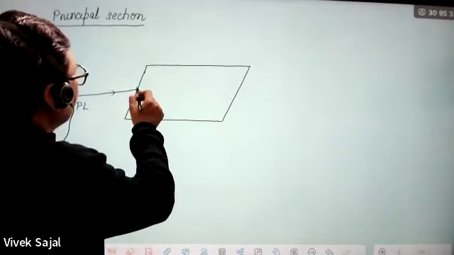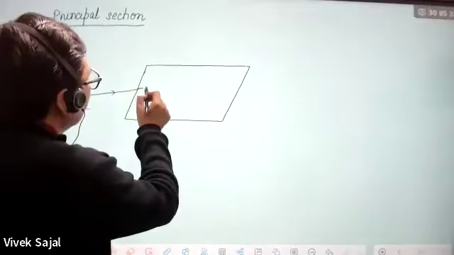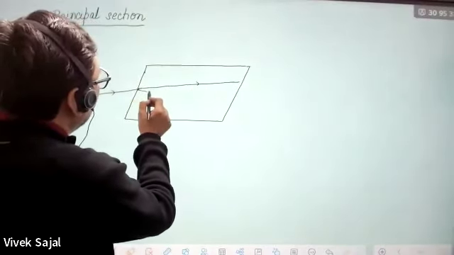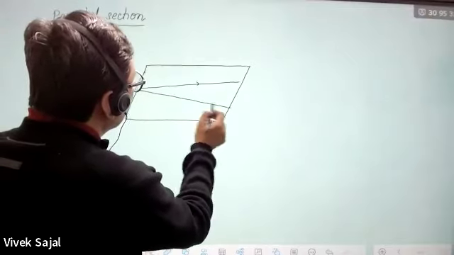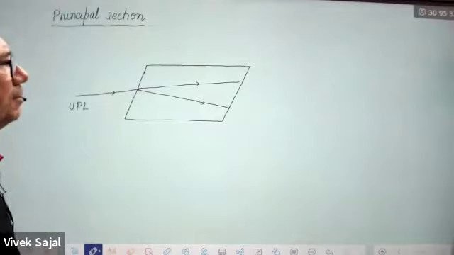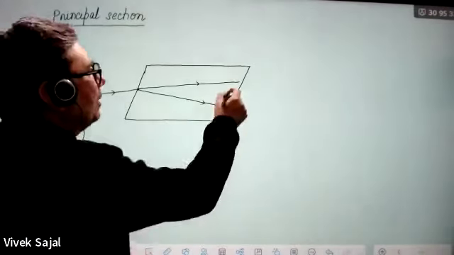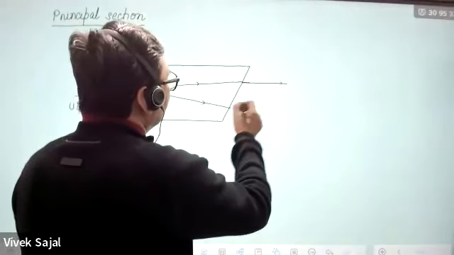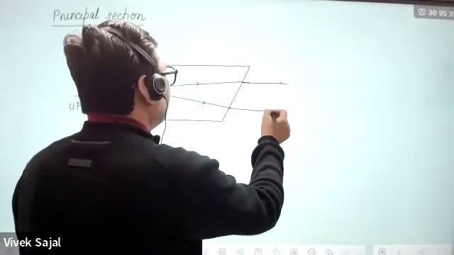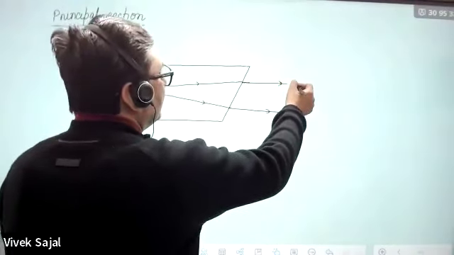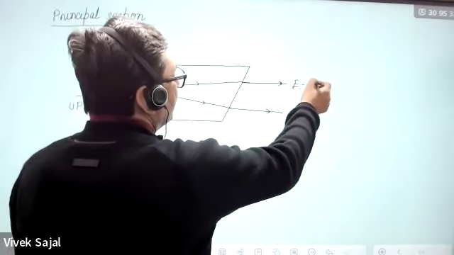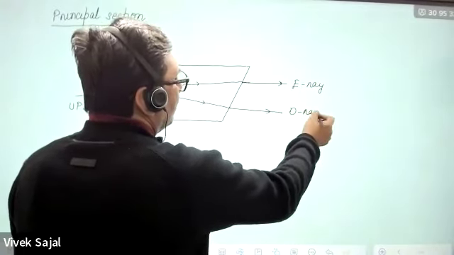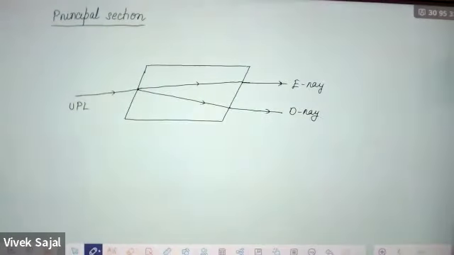After passing through the crystal, it will split into two. One will be this, and another will be this. So you get two plane polarized lights, and when they emerge, they emerge like this. One is the E ray and the other is the O ray. Now, what is the meaning of principal section?